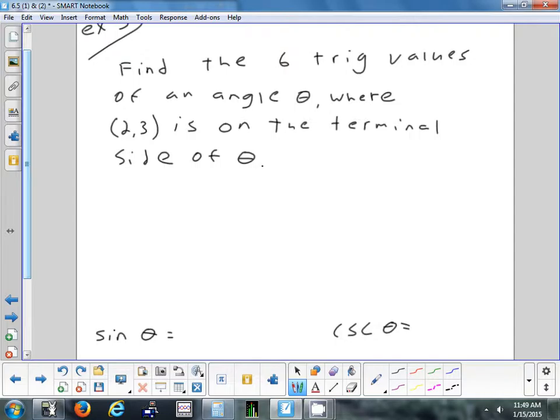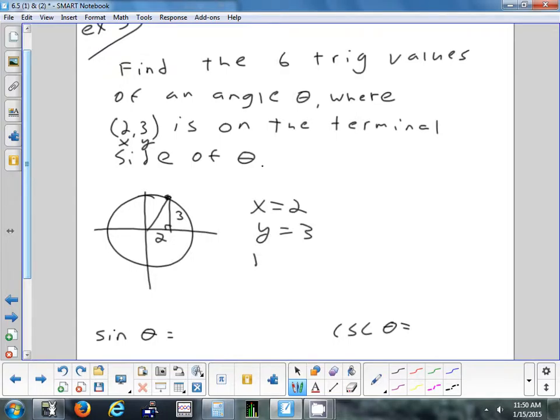Now let's use that idea to find the 6 trig functions of that point. Basically, by giving you that point, they've given you 2 sides of a triangle. You've gone right 2 and up 3. I'm just estimating it. That's 2. That's 3. But to use these formulas, I'm missing a letter. I've got x. I've got y. Before I write it down, what letter am I missing? R. I'm missing r.